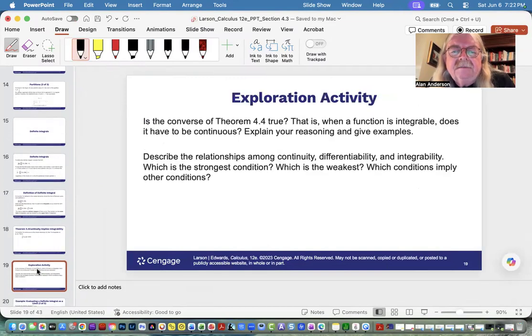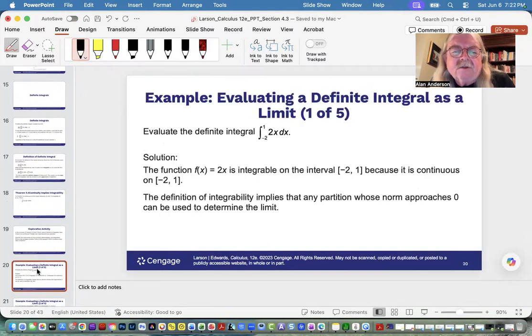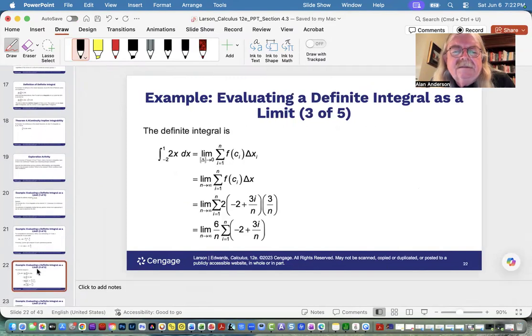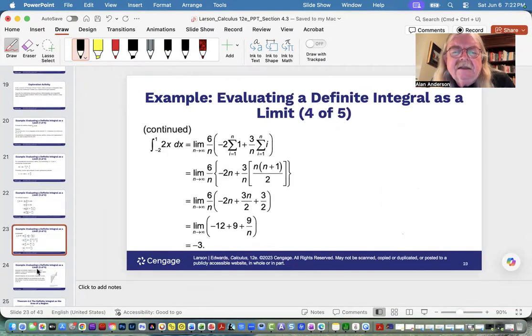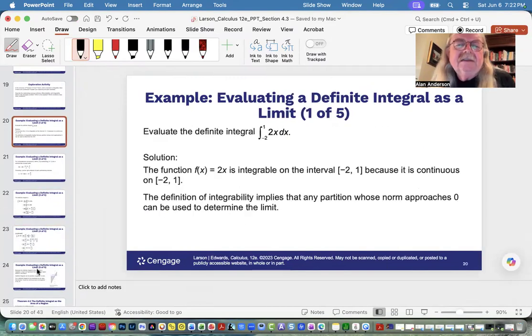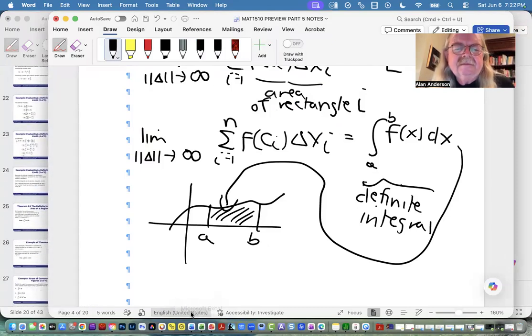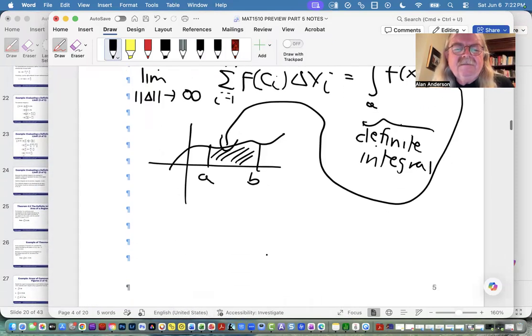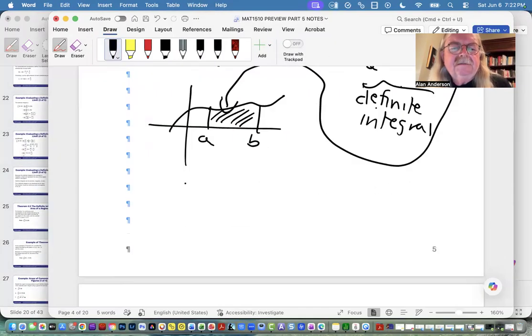Okay. Like here's one. Now, they're going to go through all the limit definition. They're going to come up with -3. Let's see if we can do this with the rules. We'll see how it compares. The function is just simply 2x dx.